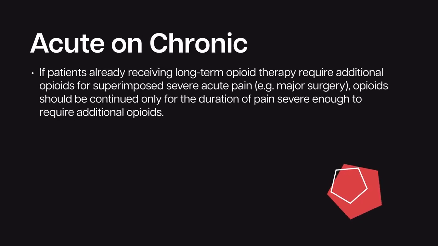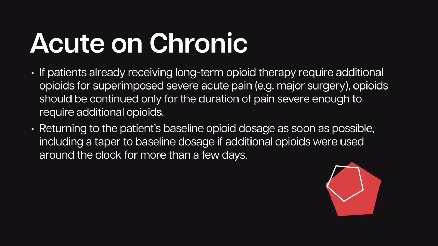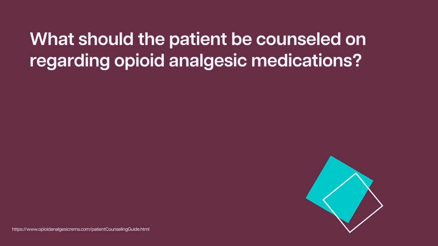There will be some instances where a patient is already receiving long-term opioid therapy and requires additional opioids for superimposed severe acute pain. This could be a major surgery or a new or different trauma. In these cases, additional opioids should only be continued for the duration of pain severe enough to require an increased dosage. The patient should be returned to their baseline opioid dose as soon as possible. This may require a taper back to the baseline if the additional opioids were used around the clock for more than a few days.